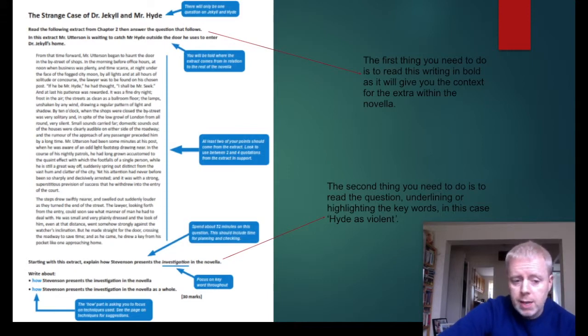Okay, now the 2 bullet points, and I'll come back to these in a minute. The first bullet point is how Stevenson presents the investigation in this extract, that should say actually, and then the second one is how Stevenson presents the investigation in the novella as a whole. So there's 2 ways of answering it. You could do 2 PE paragraphs on the extract and 2 on the wider novella, or you could do 3 very detailed paragraphs and discuss both the extract and the wider novella as you go. It's up to you which way. The examiners don't mind which way you do it, but again I'll touch on that in a minute.